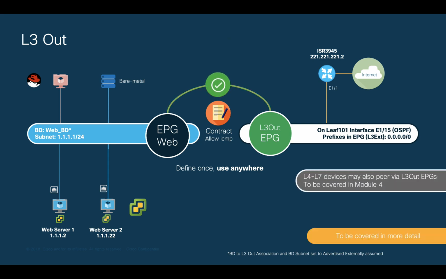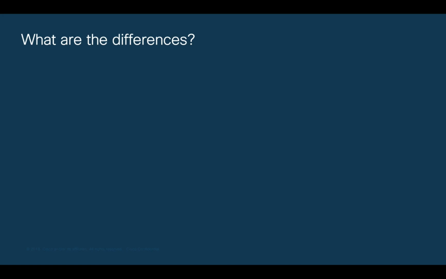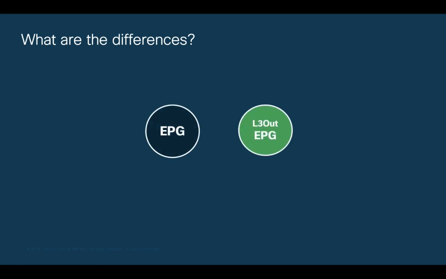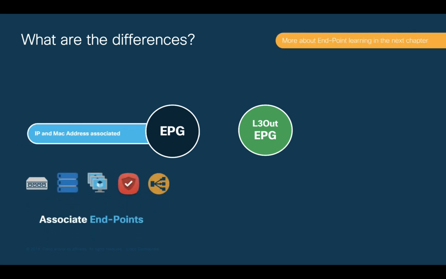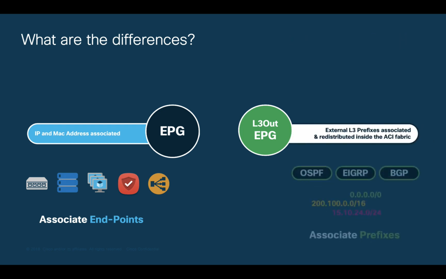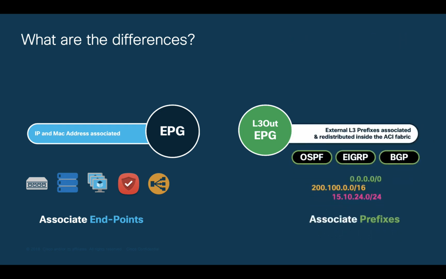So, what are the differences between a regular EPG and an L3Out EPG? In a nutshell, IP and MAC addresses, which are known as endpoints, are assigned to EPGs, while learned prefixes from external connections are assigned to L3Out EPGs. Just remember we need a contract if we want communication between both worlds, and you should be fine.